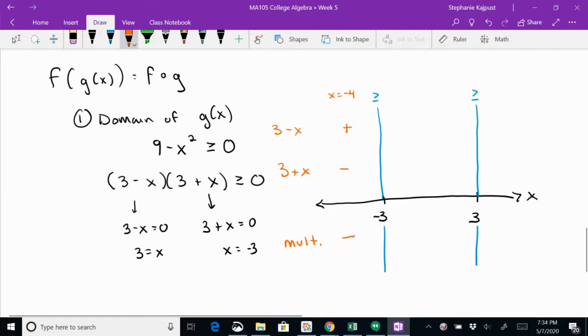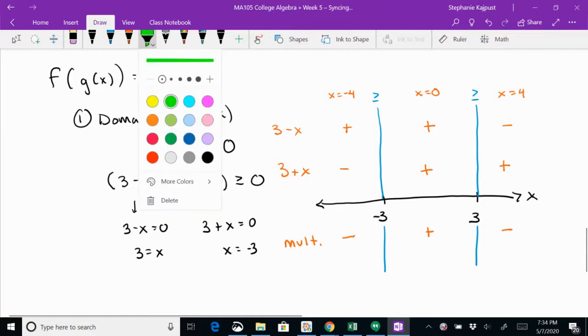Now between -3 and 3, I can plug in 0. If you plug in x equals 0, you get 3, which is positive, and 3, which is positive, and a positive times a positive is a positive. Then I want something larger than 3 in the next interval, so I can pick 4. If x is 4, 3 minus 4 is -1, so that's a negative. 3 plus 4 is 7, so that's positive. Negative times a positive is a negative.